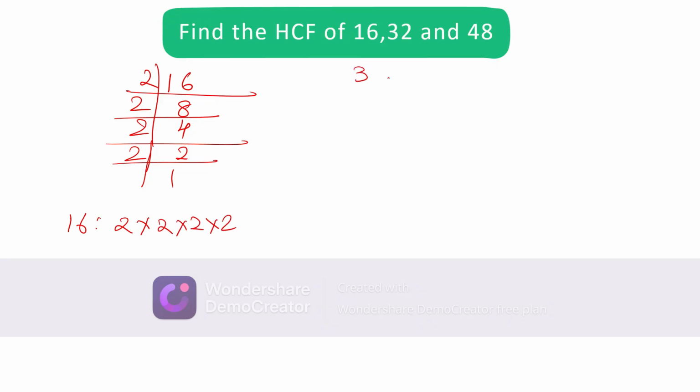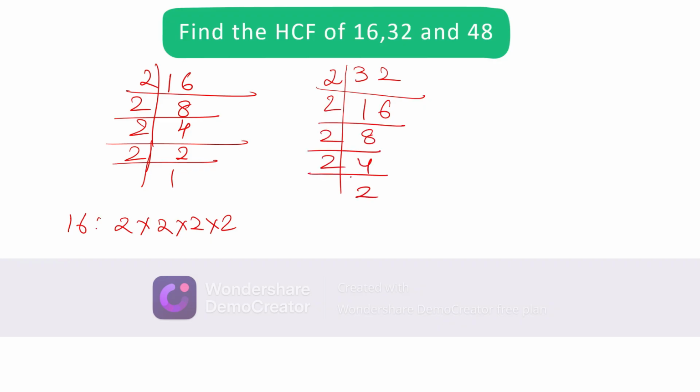The next number is 32. It's an even number, so let's begin with the smallest prime number, that is 2. 2 sixteens are, 2 eights are, 2 fours are, 2 twos are and 2 ones are. So I'll write down all the factors in product form, that is 2 into 2 into 2 into 2 into 2.